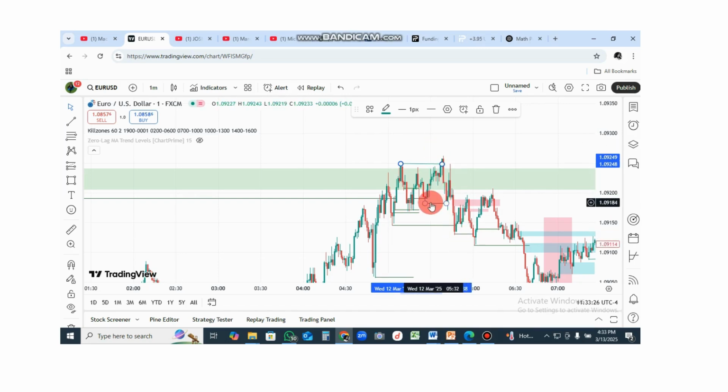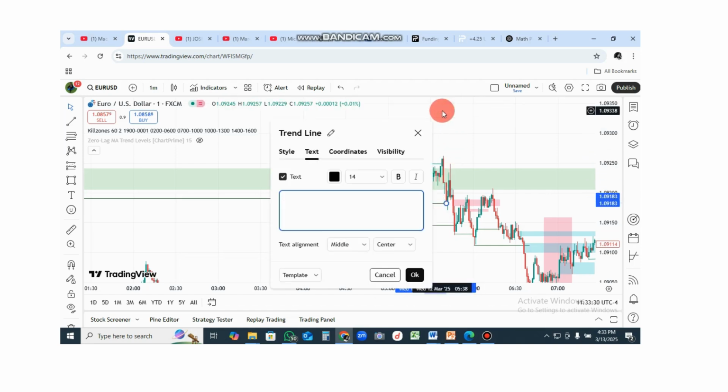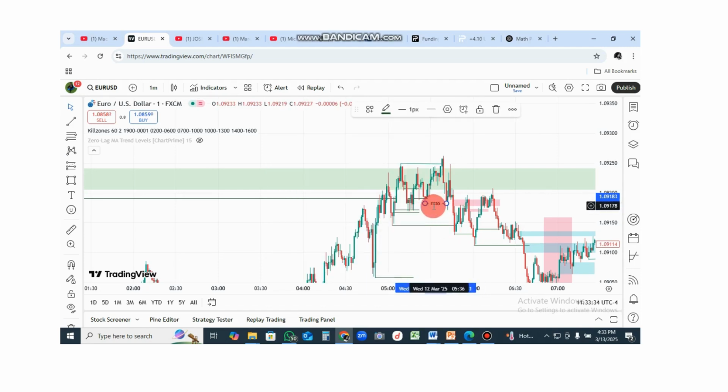We call this market structure shift. This one here is called market structure shift, MSS, or change of character here. So the market breaks down, it breaks all this low here, and what does it do? It locates a fair value gap.